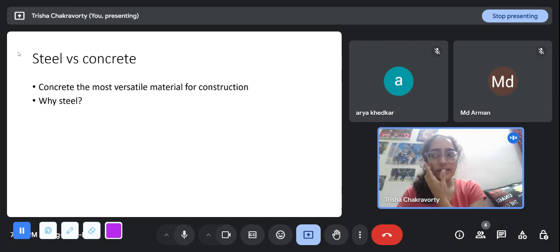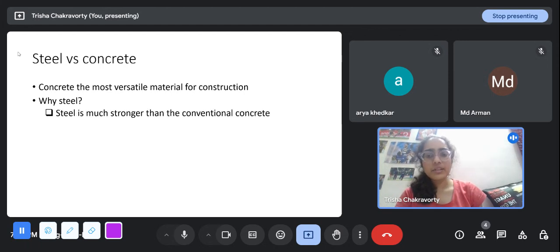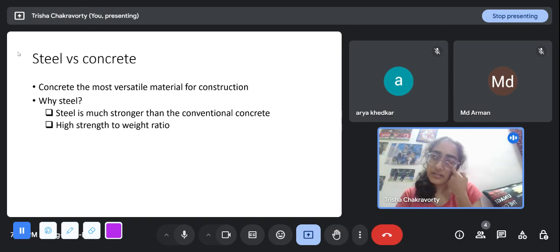Last semester, in your third year, you must have done a course on design of concrete structures, reinforced concrete structures, RCC. Since in this course we are looking at the design of steel structures, it is important to see what the advantages of steel over concrete are, because concrete is the most versatile material for construction. So steel is much stronger than conventional concrete. That means its compressive strength and its tensile strength are much higher than concrete. It has a very high strength to weight ratio, that is, to make a steel structural element and a concrete structural element both withstand the same load, the concrete section will be much wider and it will be much heavier.